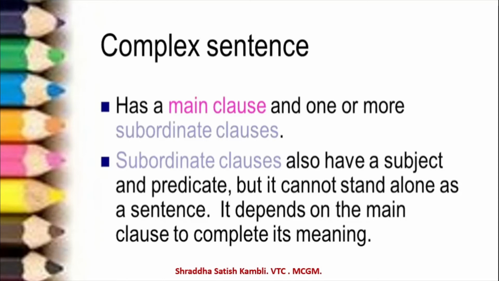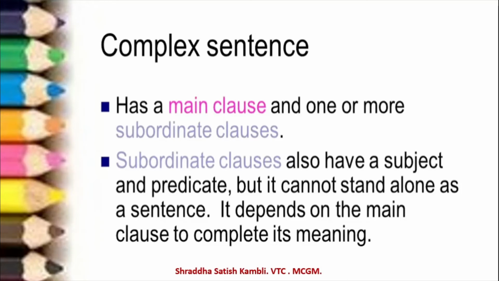Now the subordinate clauses can also have a subject and a predicate. But it is not a sentence because it cannot stand on its own. That is why it is called the dependent clause or the subordinate clause, because it depends on the main clause for its meaning. So this is the main part.